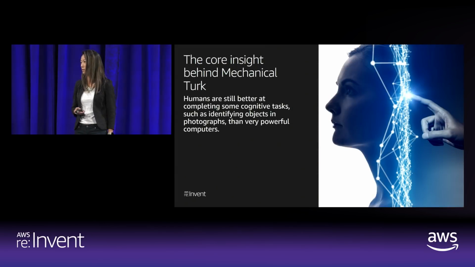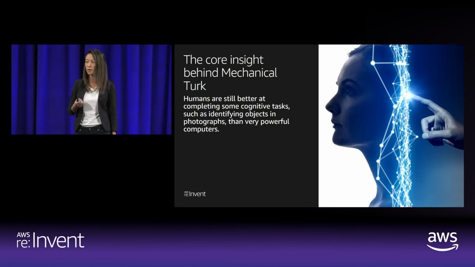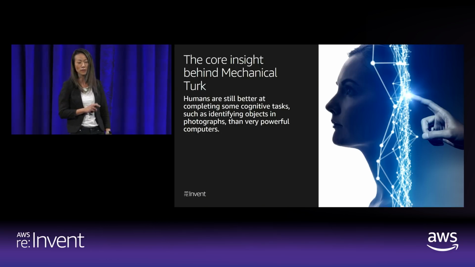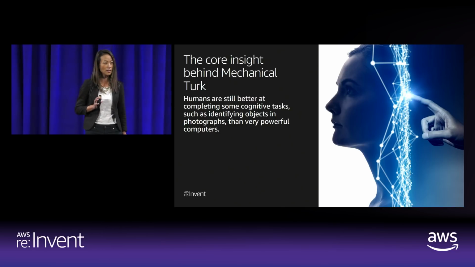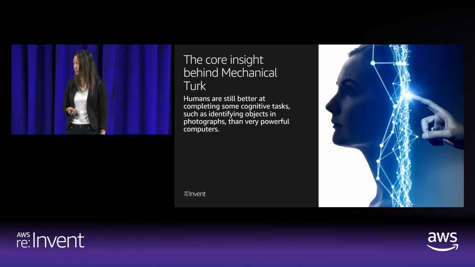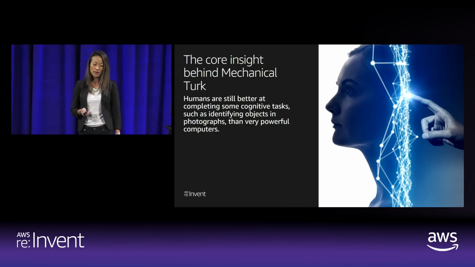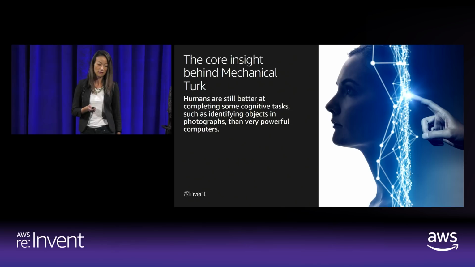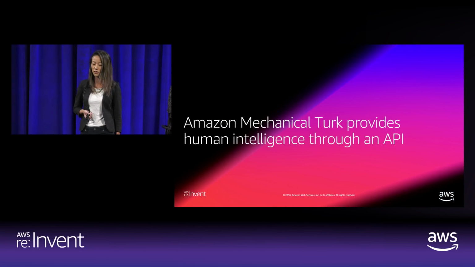And that's how we came about the insight behind Mechanical Turk. It turns out that humans are still better than the most powerful machines at doing some cognitive tasks, such as identifying objects in photographs. And what we ended up building was a service called Amazon Mechanical Turk.